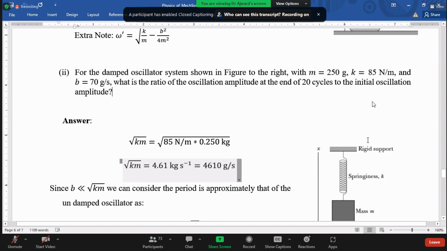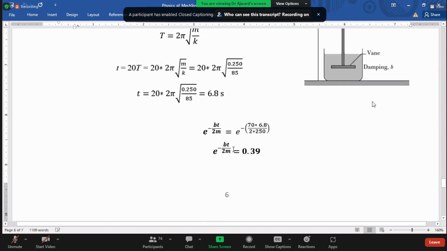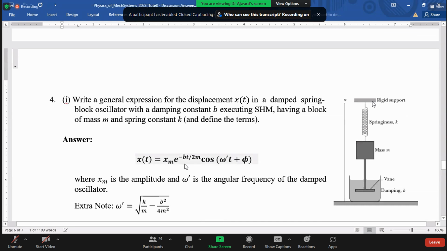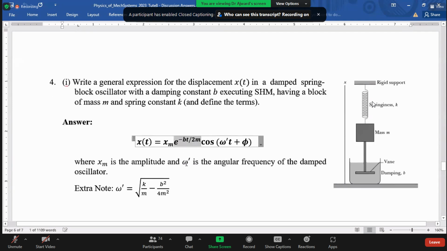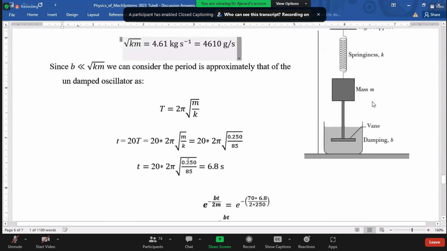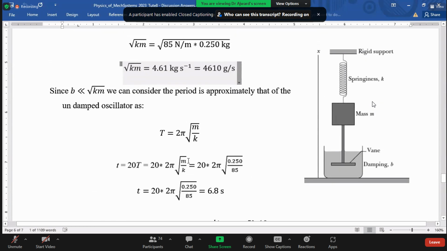So you just have to find this value, because that is the ratio, the decay ratio. At t equals 0, you see that e to the 0 is 1. So after 20 cycles, it will be less. So it is basically asking for this value, and you have to just find that value.